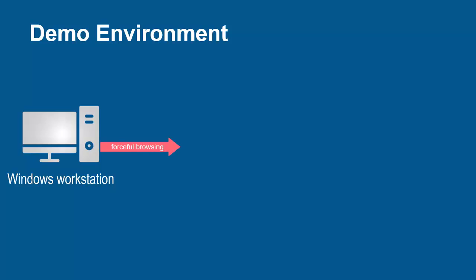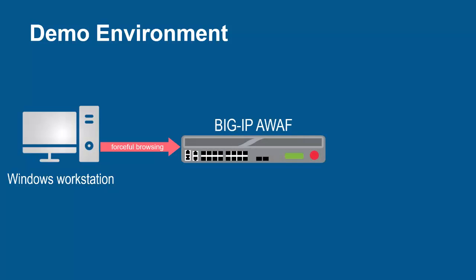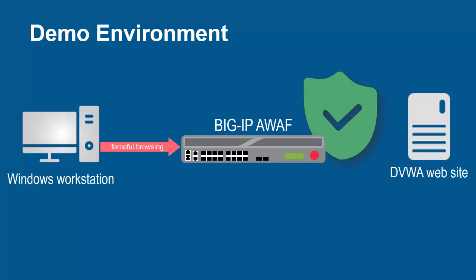The environment for this demo contains 3 devices. A Windows workstation will be used to submit forceful browsing requests that attempt to bypass a web application's required login page. These requests will arrive at the F5 BIG-IP system, running Advanced WAF. The BIG-IP system sits in front of, and protects, the back-end web application. The BIG-IP system, using its full proxy architecture, examines every request, and can block all forceful browsing attacks, and prevent them from going to the back-end web servers.